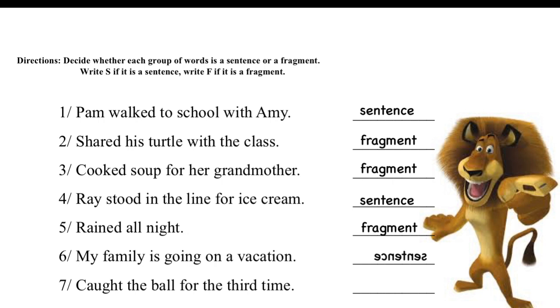Because the subject of the sentence is my family. And what are they doing? They are going on a vacation. It has a subject, it has a predicate. It makes sense. Therefore, it is a sentence.